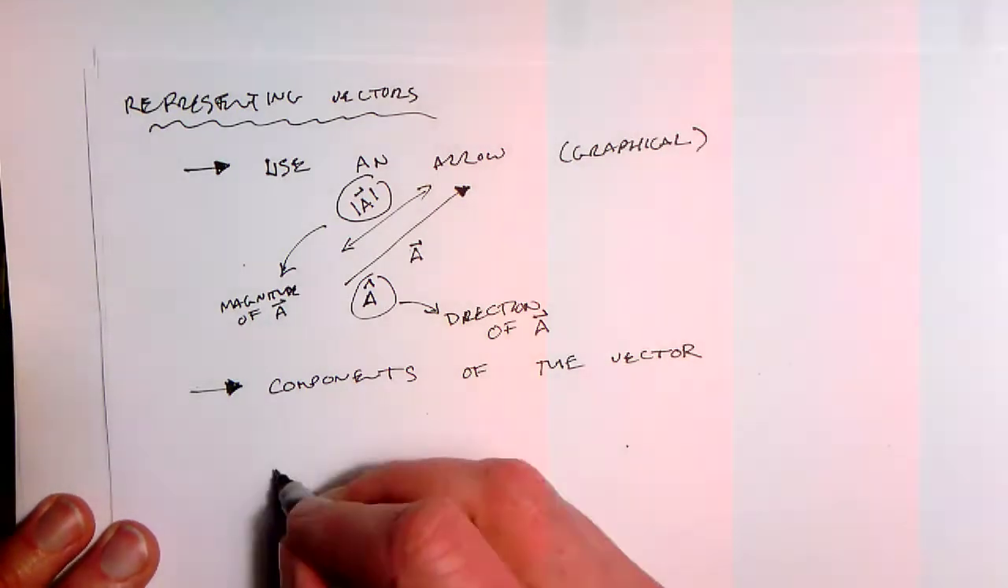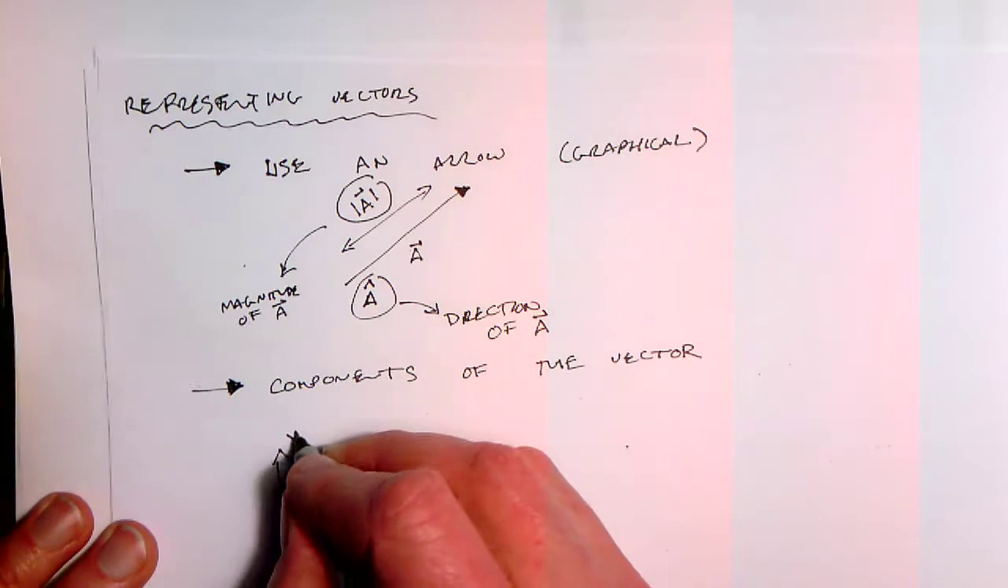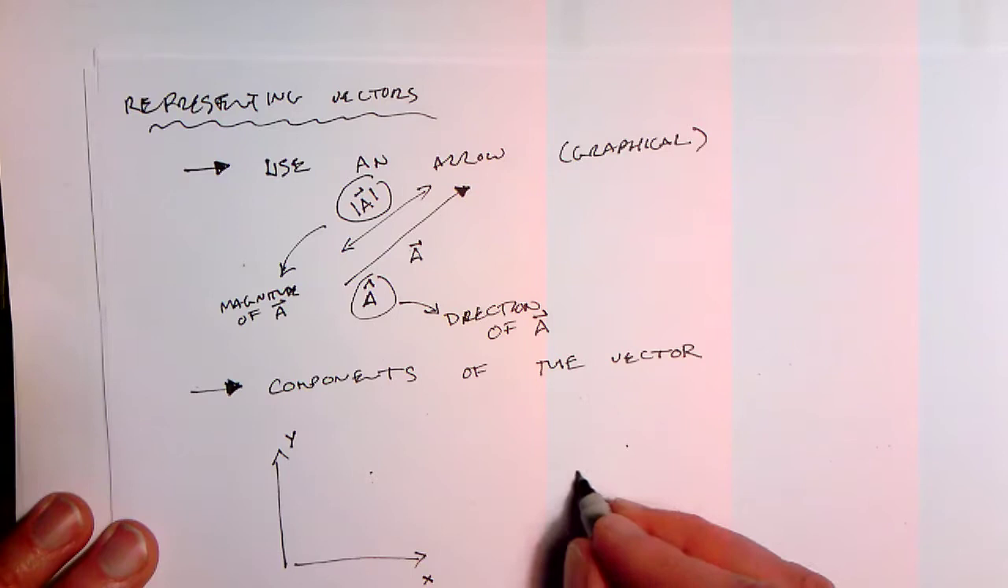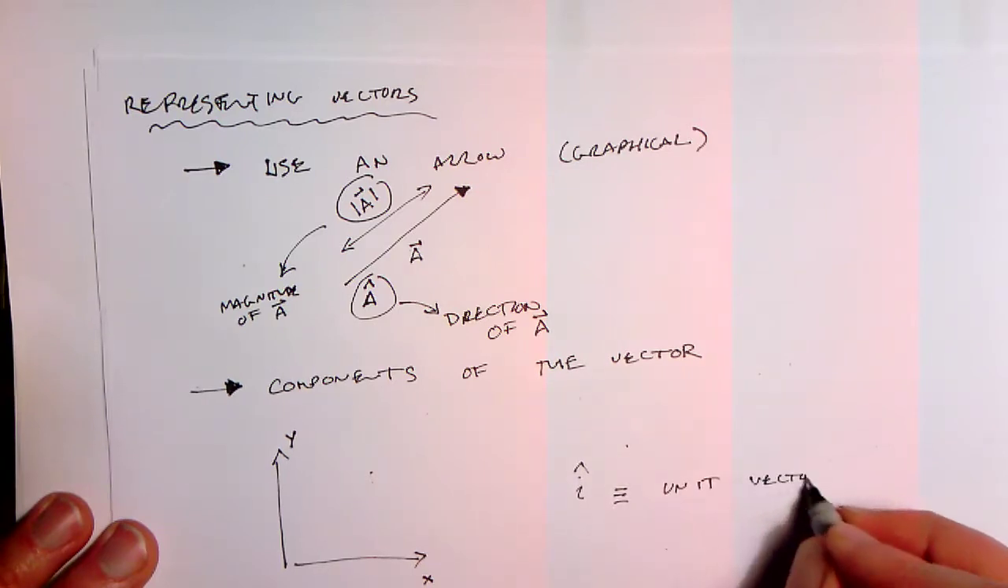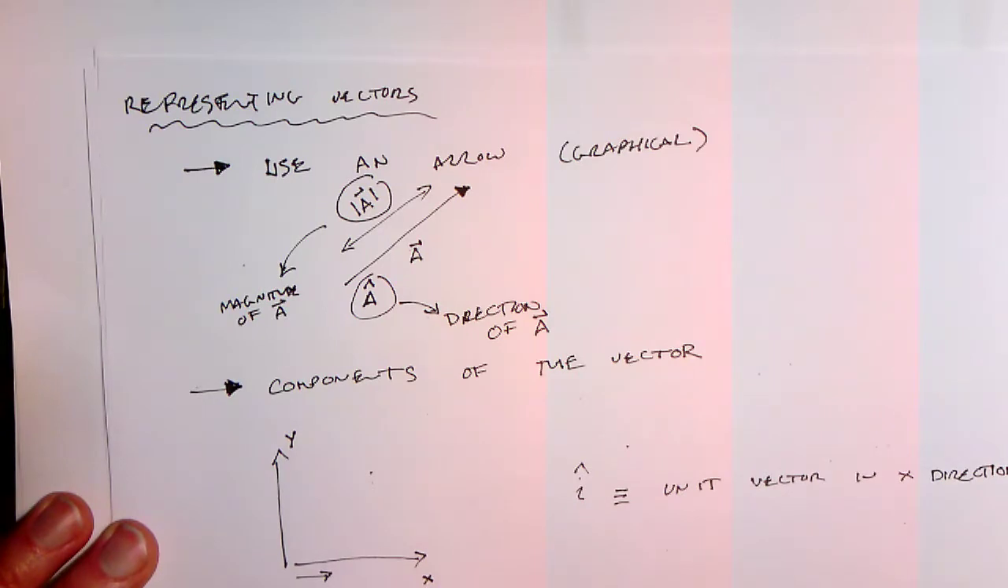Now, in order to talk about components of the vector, you need to be operating in some coordinate system. So for now, we'll just talk about a Cartesian coordinate system. So I think about a two-dimensional Cartesian coordinate system. There's the x direction and the y direction. I use the notation i hat to denote a unit vector in the x direction. So all that means is a vector of length 1 that's pointing in the direction of x, of increasing x. So I can write that like that, i hat. And then j hat is a unit vector in the direction of y.